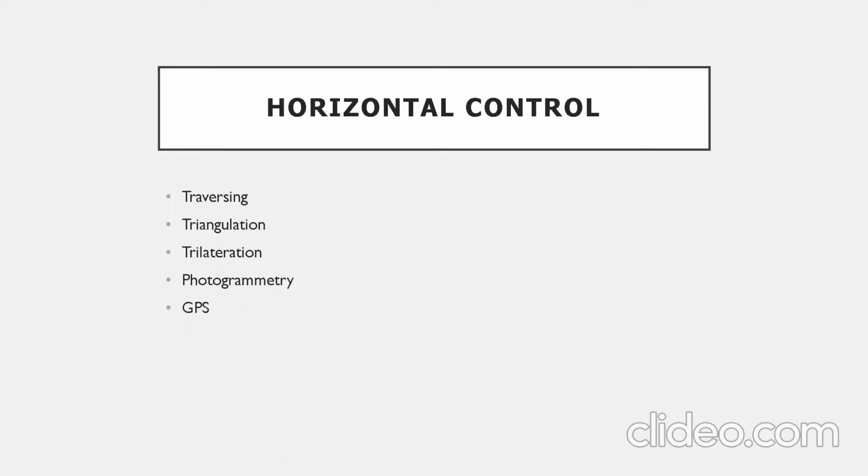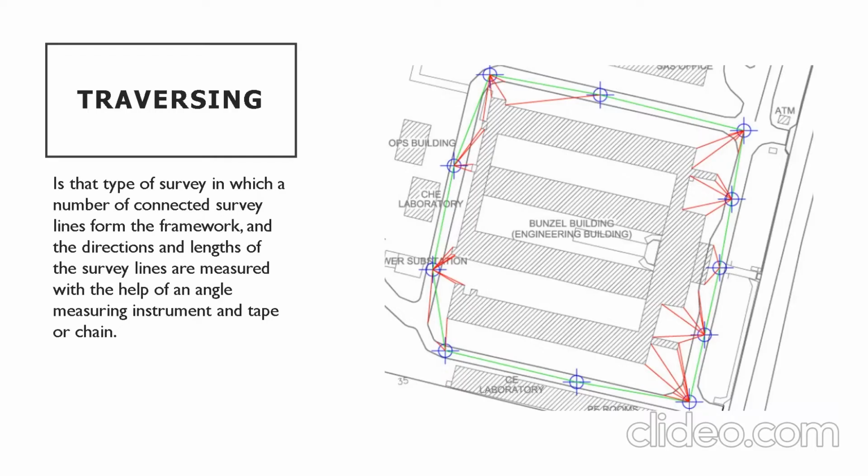So for horizontal control, there are 5 types of techniques which measure angles and distance in horizontal control. The first is just traversing. Traversing is a type of survey in which a number of connected survey lines form the framework, and direction and length of the survey lines are measured with the help of angle measuring instrument and tape or chain.